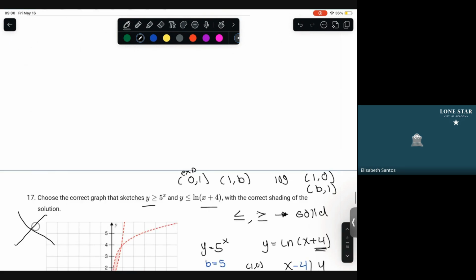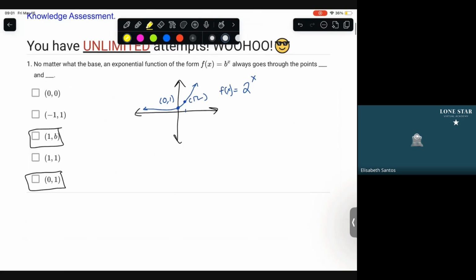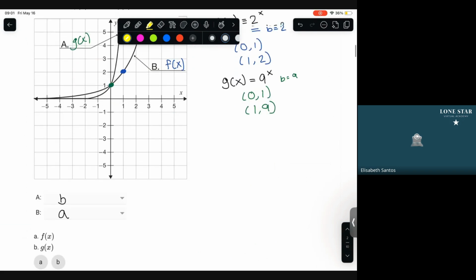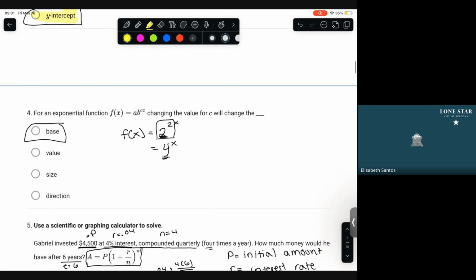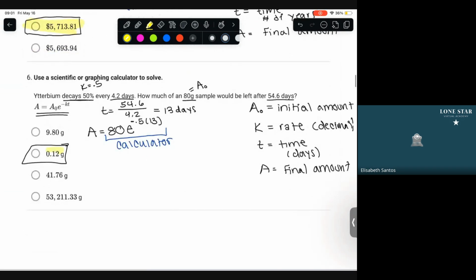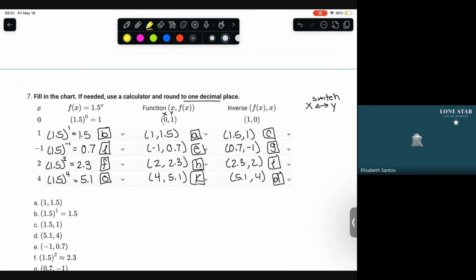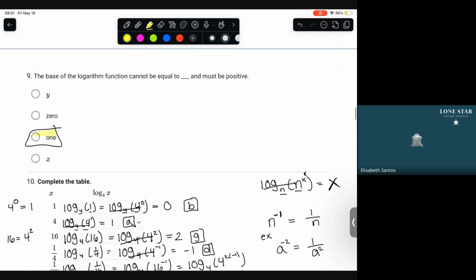Okay, so right quick, let's go ahead and go through the answers that we should have. Number 1, there's 2, it should be 1, b and 0, 1. 2 is b and a. 3 is y-intercept. 4 is base. 5 is 5,713 and 81 cents. 6 is 0.12. 7, so we go down the columns, B, L, F, O, A, E, H, K. And then third column, C, G, I, D. 8 is logarithm. 9 is 1.